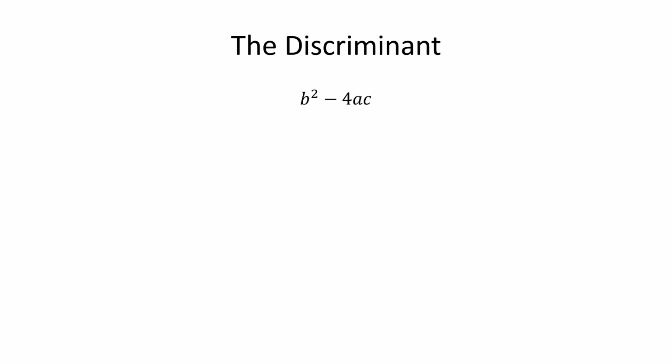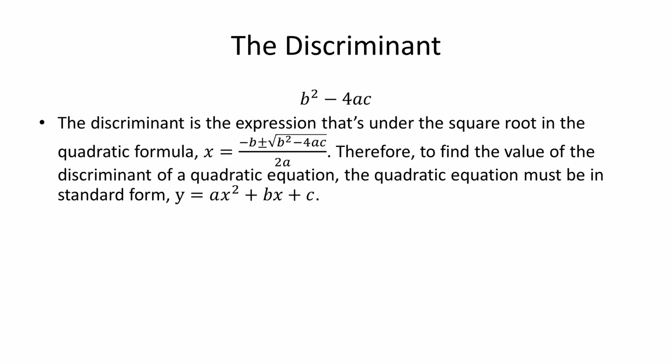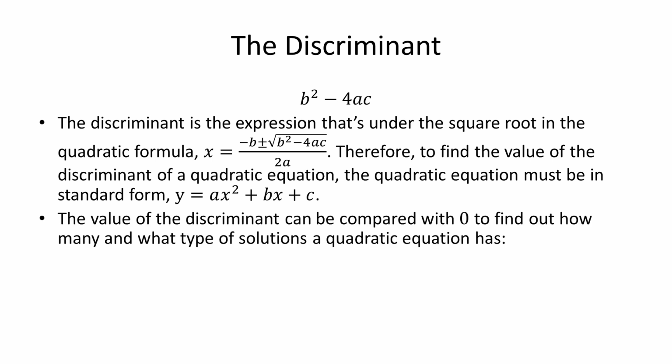The discriminant is equal to b squared minus 4ac. The discriminant is the expression that's under the square root in the quadratic formula, which recall is x equals negative b plus or minus the square root of b squared minus 4ac over 2a. Therefore, to find the value of the discriminant of a quadratic equation, the quadratic equation must be in standard form, y equals ax squared plus bx plus c.